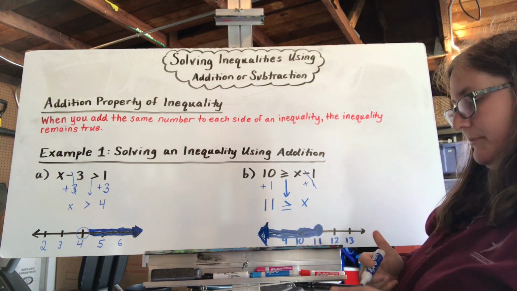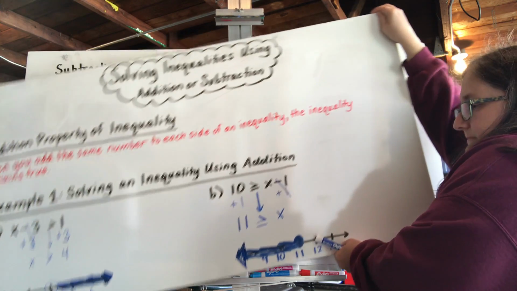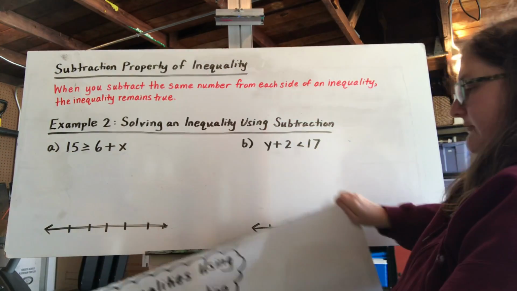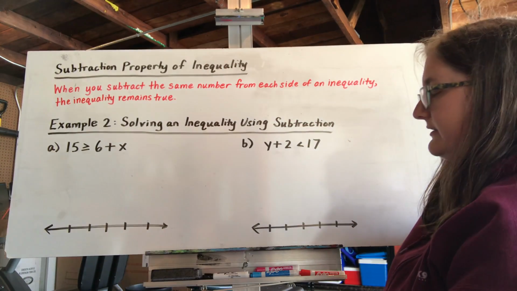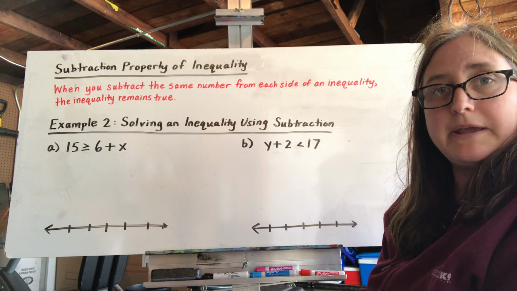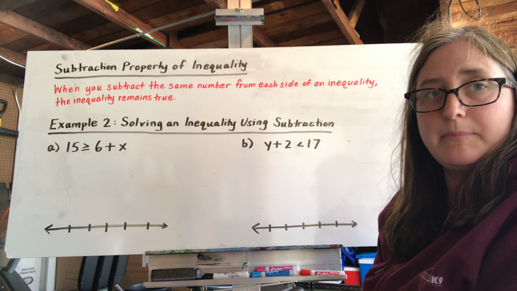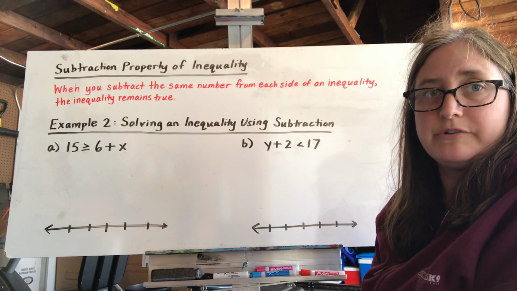Okay, let's try a couple more problems. This time we're going to look at subtraction. The subtraction property of inequality says that when you subtract the same number from each side of your inequality, the inequality remains true. So it's the same process. We're just looking at problems where we're going to be using subtraction to solve them.